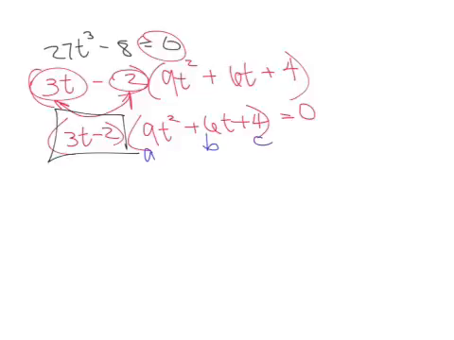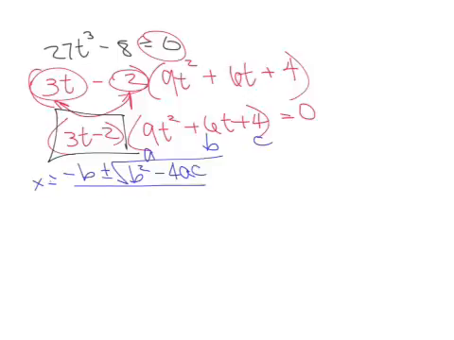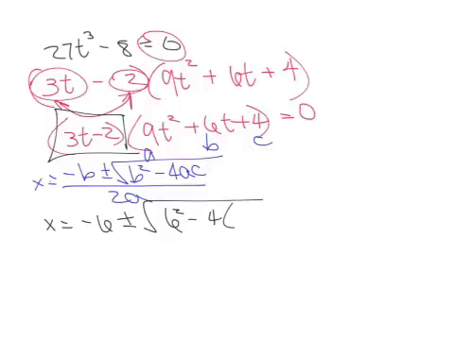Okay? So, let's go ahead and do that. X equals negative b plus or minus the square root of b squared minus 4ac over 2a. So x equals, where's my b? Right there, 6. Negative 6 plus or minus the square root of 6 squared minus 4 times 9 times 4 all over 2 times 9. This gets to be long, doesn't it?